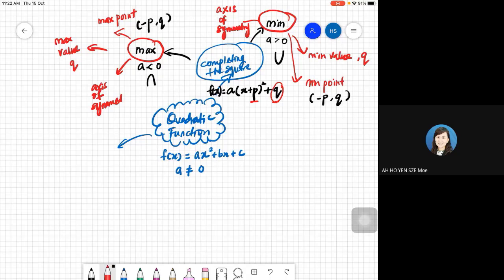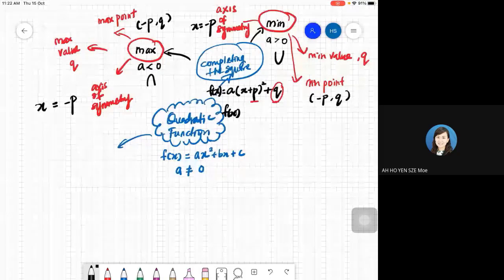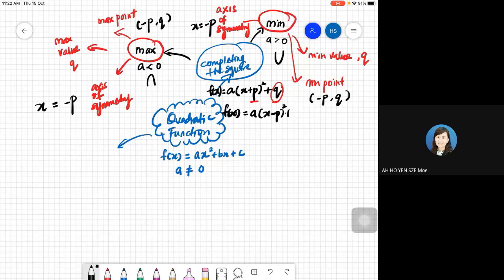So how do we get the axis of symmetry? We have to write x equal to negative p. This is also the same thing, x equal to negative p. But that depends on the general form. Besides x plus p, the question sometimes will give x minus p as well. So it depends which form.